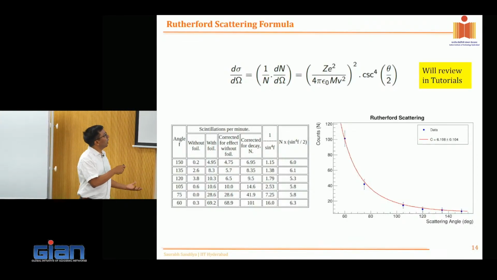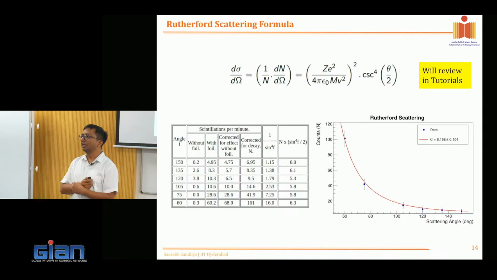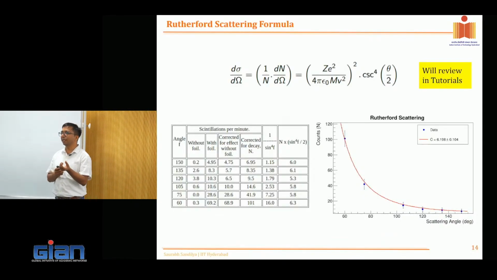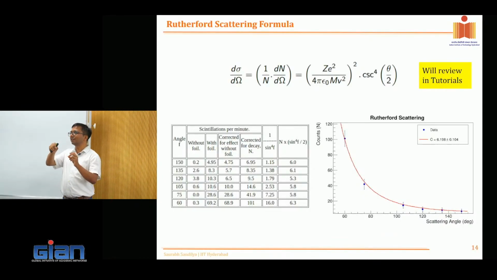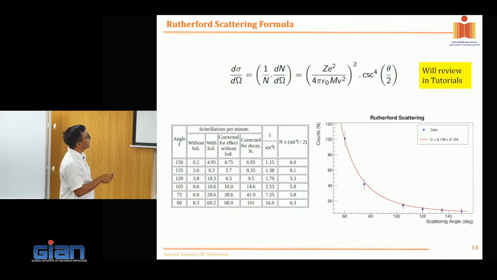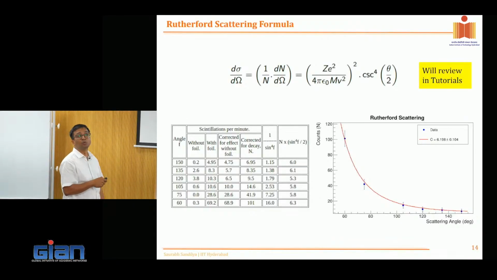So this subtraction will give you the actual count, right? And suppose you are counting for a 10-minute window, you take account of the decay also, because in 10 minutes the activity is falling down, so you take account of that factor as well, and then you ultimately come out with the corrected counts in 10 minutes. Is it clear or any confusion here?